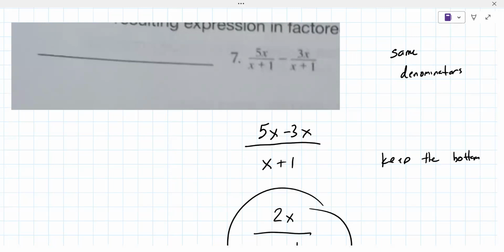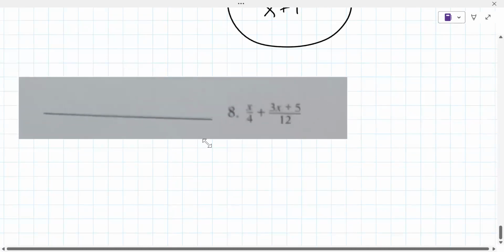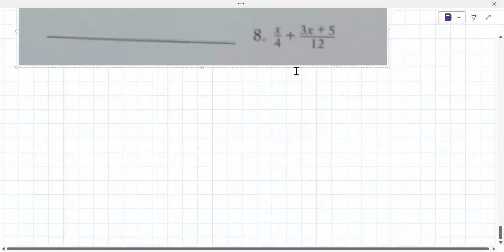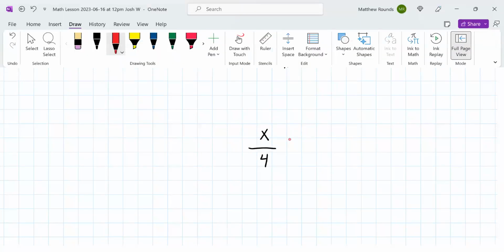So we're going to look at number 8 next. We will not be looking at 9 and 10, just trying to maximize your time here. But question for you, are the bottoms the same? No, they are not the same, but we can turn the 4 into a 12. How can we do that? Well, you can multiply by 3.